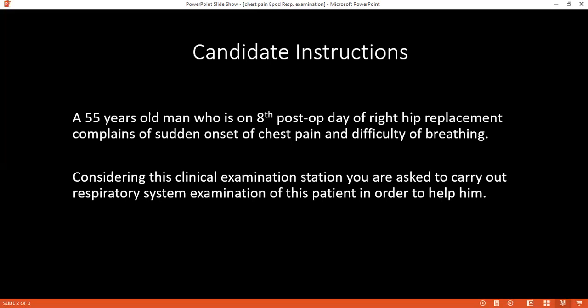Then I will escalate my care to ask for a CT, and CTPA, to exclude pulmonary embolism. All right, good. Can you tell me how would you manage the patient's pulmonary embolism?